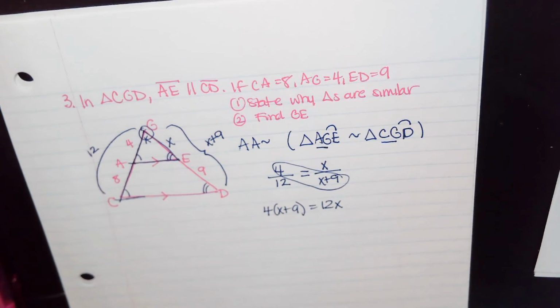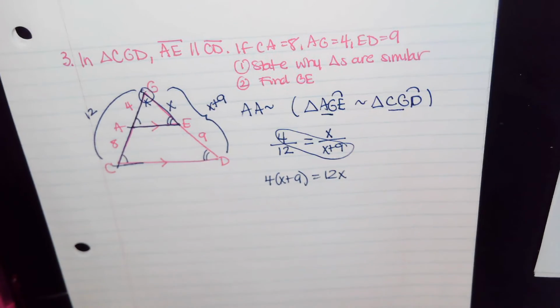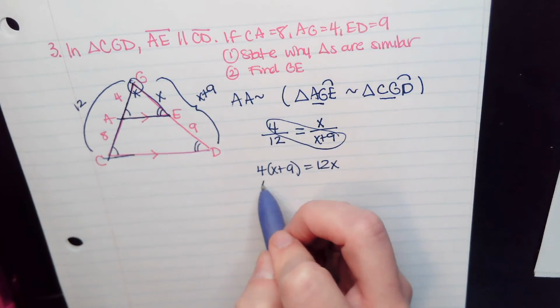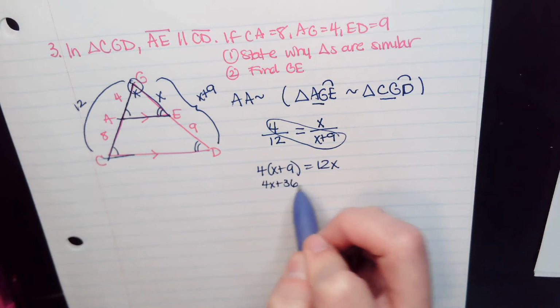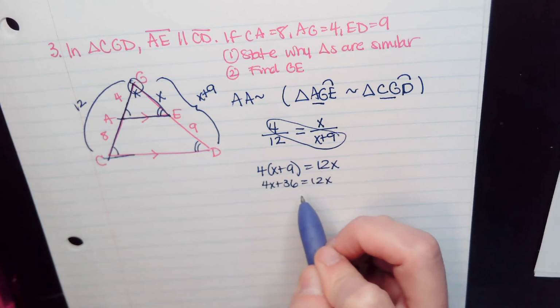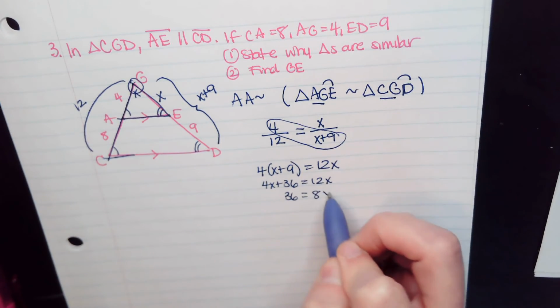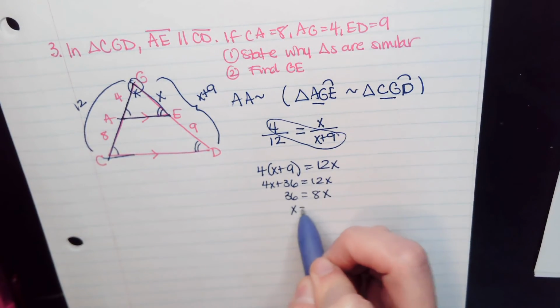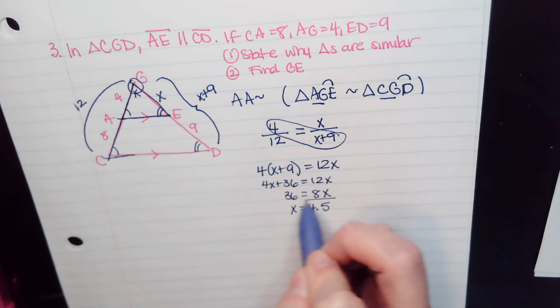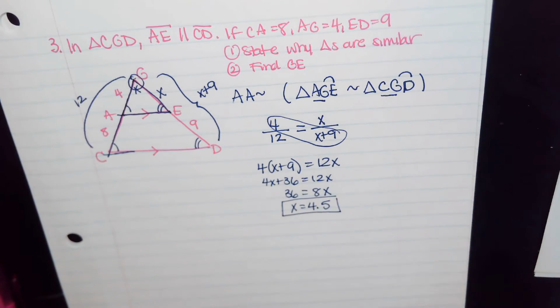Go ahead and pause your video and solve for X. All right, you should have distributed here and then subtracted your 4x over to get 8x, and then your final answer would be x equals 4.5.